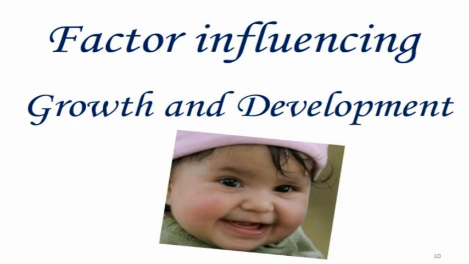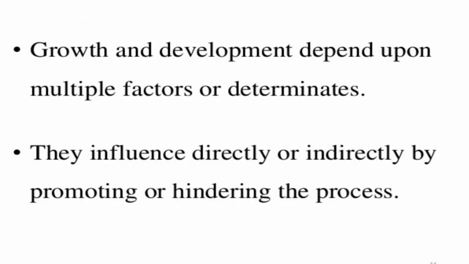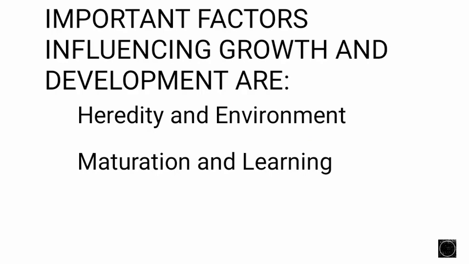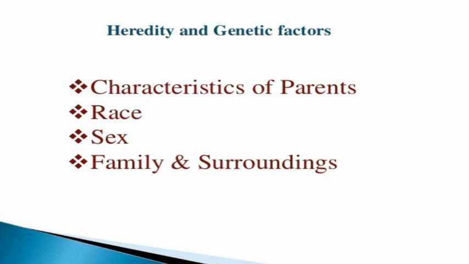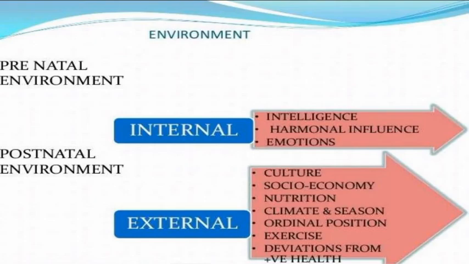Factors influencing growth and development: it depends upon multiple factors or determinants, influenced directly or indirectly by promoting or hindering the process. They may be heredity and environment, or maturation and learning. Hereditary and genetic factors are characteristics of parents, race, sex, family, and circumstance. Environmental factors are prenatal and postnatal. In prenatal, internal factors are related to intelligence, hormonal influences, and emotions. In postnatal, they are related to cultural, social, economic, nutrition, climate, ordinal position, exercise, deviations, and other factors.